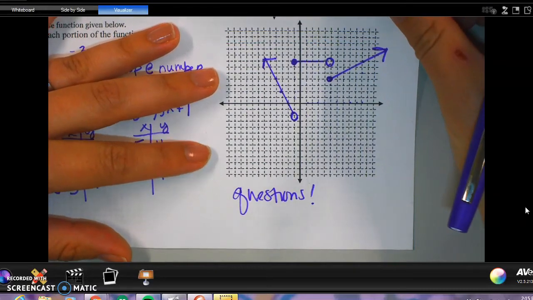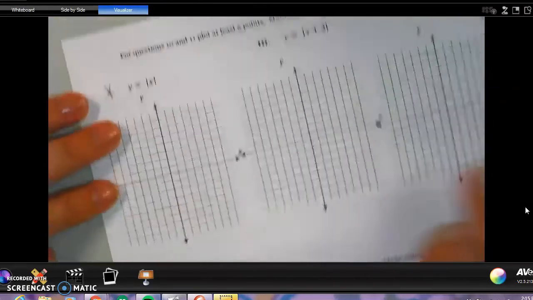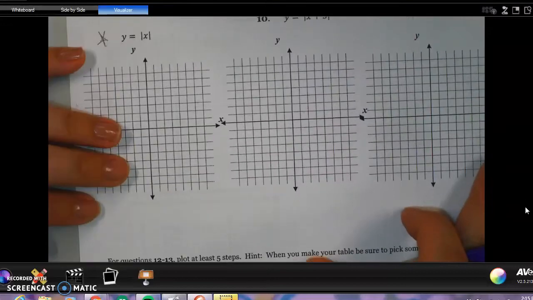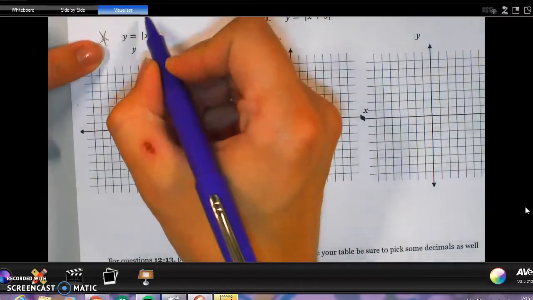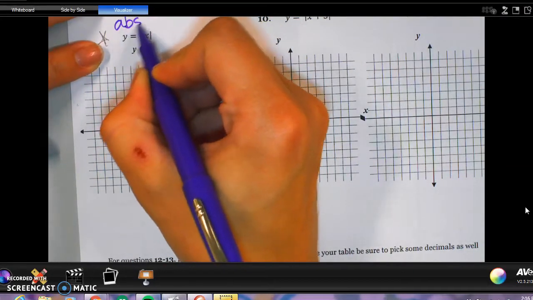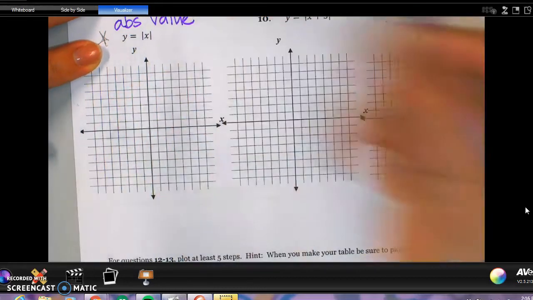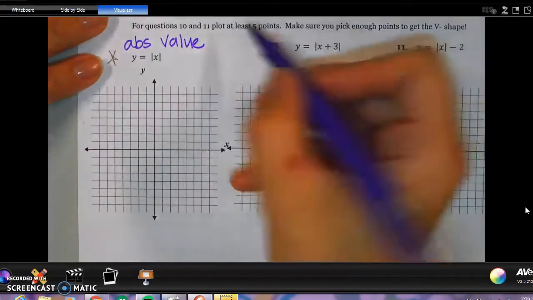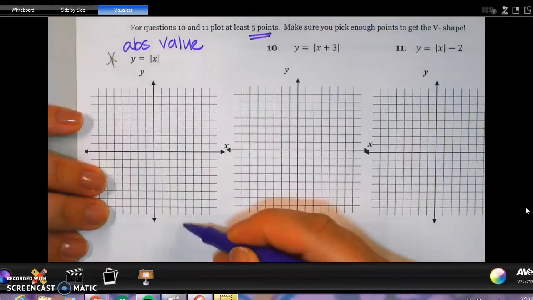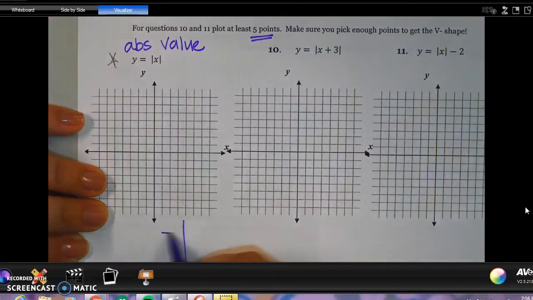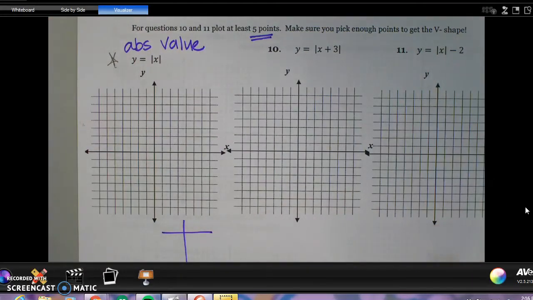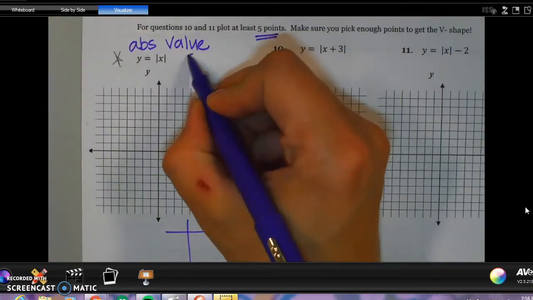So what I need you to do now, though, is flip to the back side, because we have two different kinds of equations here. Okay, the first one is, this is called absolute value. Okay, so some of you may know this. Look at up here. It says plot at least 5 points. What happens is, if you don't plot enough points, you don't get a very good equation because this one makes the shape of a V.